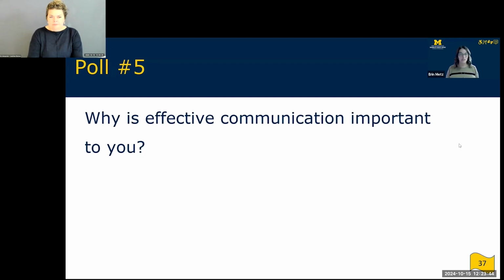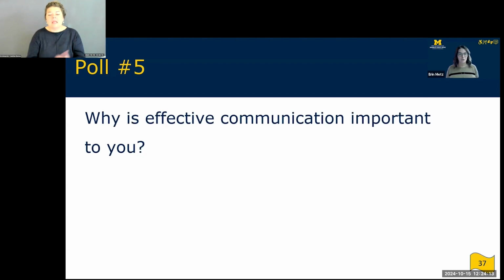Okay, I see some answers coming in that effective communication allows access for more people. Great. Effective communication is important because when people are comfortable talking about their concerns, they're more likely to find resolution. Excellent. Improves communication overall, improves understanding. Wonderful. So thank you all for sharing that information.